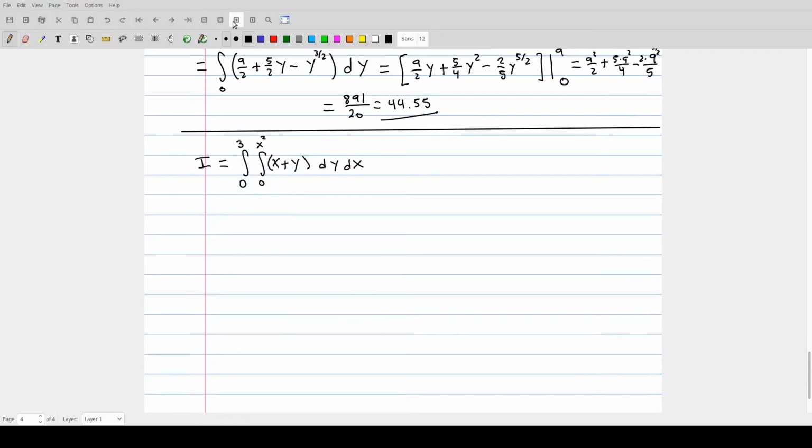So these are the correct new bounds, and with these new bounds, we go through our iterated integral procedure, which is we do the y antiderivative first. The antiderivative of x with respect to y is just xy. And the antiderivative of y with respect to y is y squared over 2. And we have to plug in our bounds, which are x squared and 0.